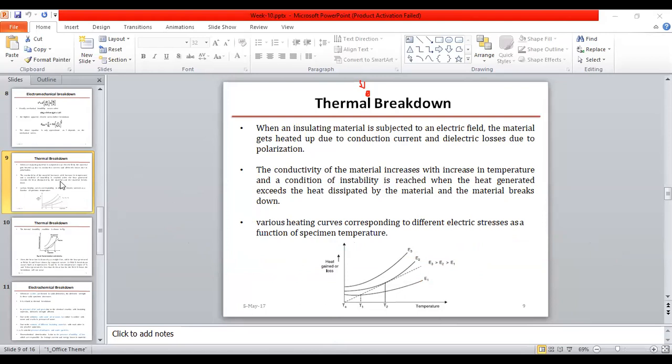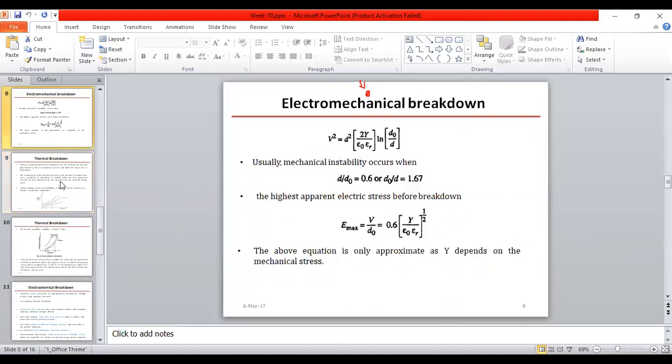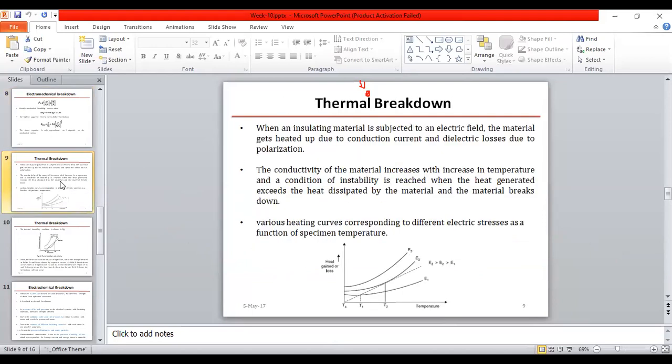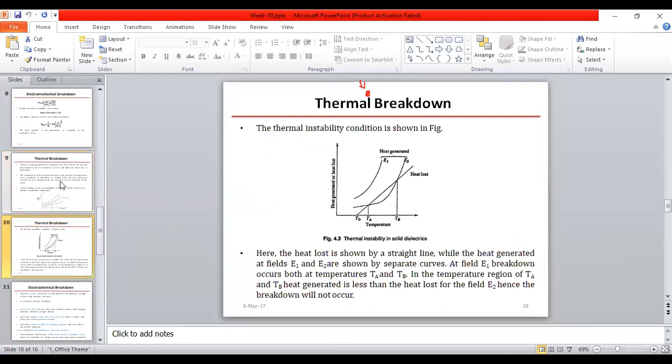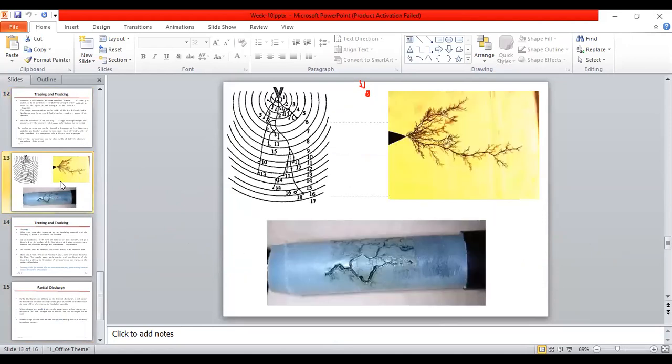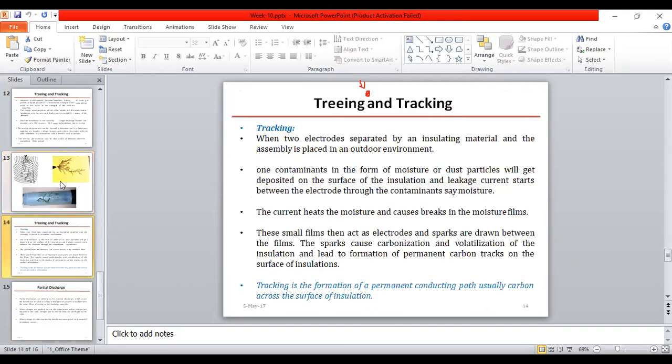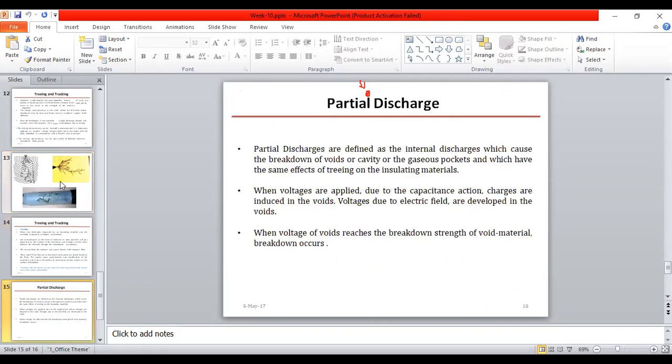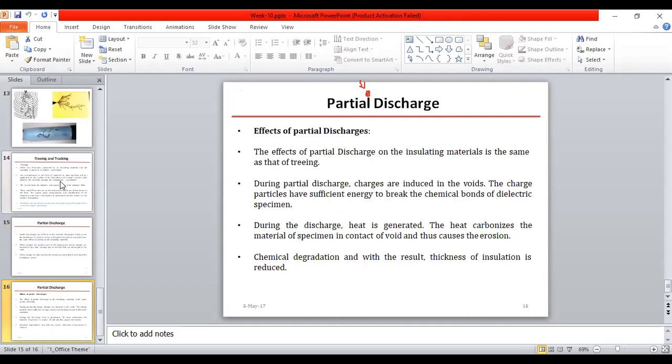We have studied the thermal breakdown, then the electrochemical breakdown, and treeing. Then the tracking effect, and then the partial discharge.